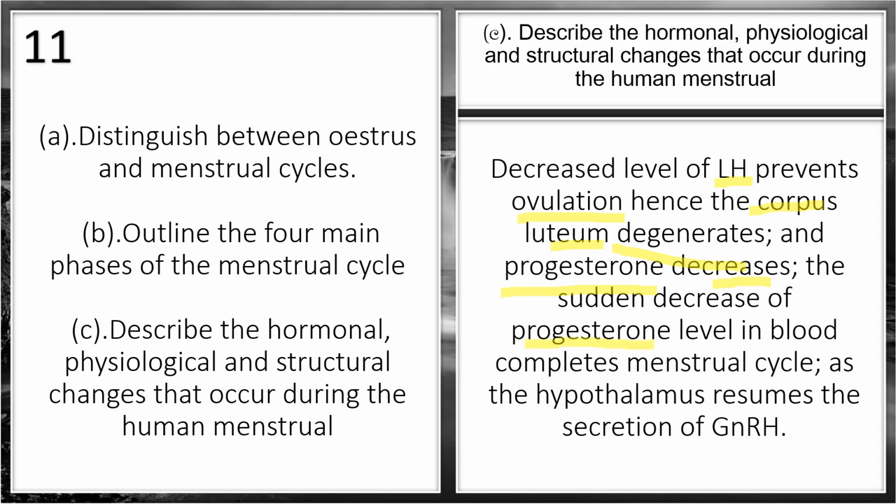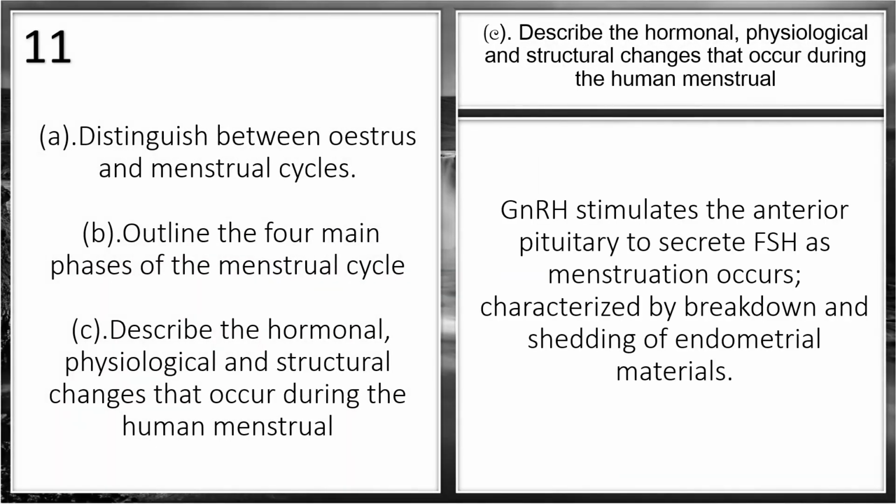A sudden decrease in progesterone level in the blood completes the menstrual cycle, as the hypothalamus resumes the secretion of gonadotrophin-releasing hormone. Gonadotrophin-releasing hormone stimulates the anterior pituitary to secrete follicle-stimulating hormone, as menstruation occurs, characterized by the breakdown and the shedding of the endometrial material.